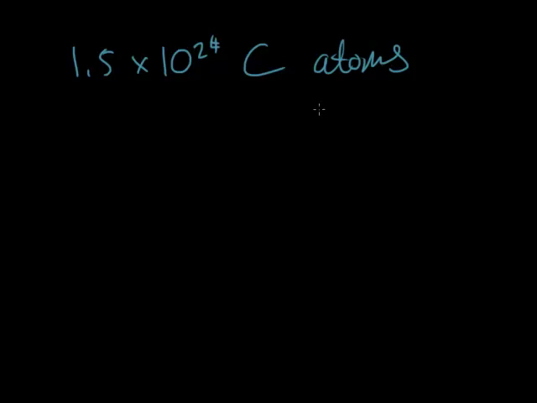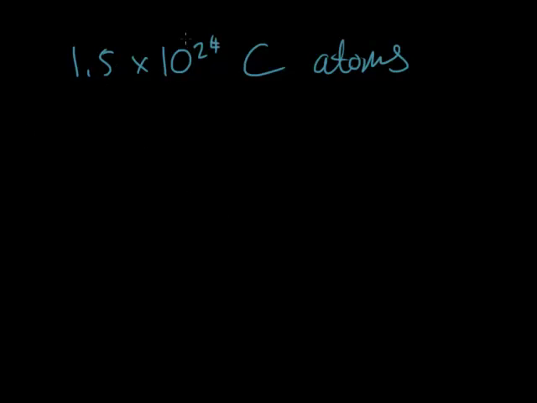Now, let's do a little example question. Let's say I have 1.5 times 10 to the power of 24 carbon atoms. And let's say we're asked to find out how many moles this amount of carbon atoms contains. So what we do is we get this number and we divide it by the number of particles in a mole.